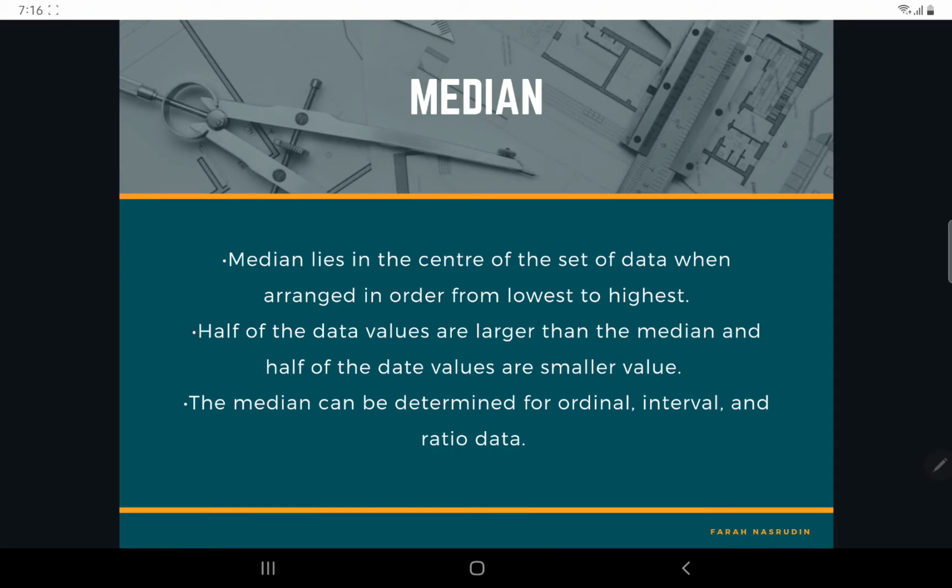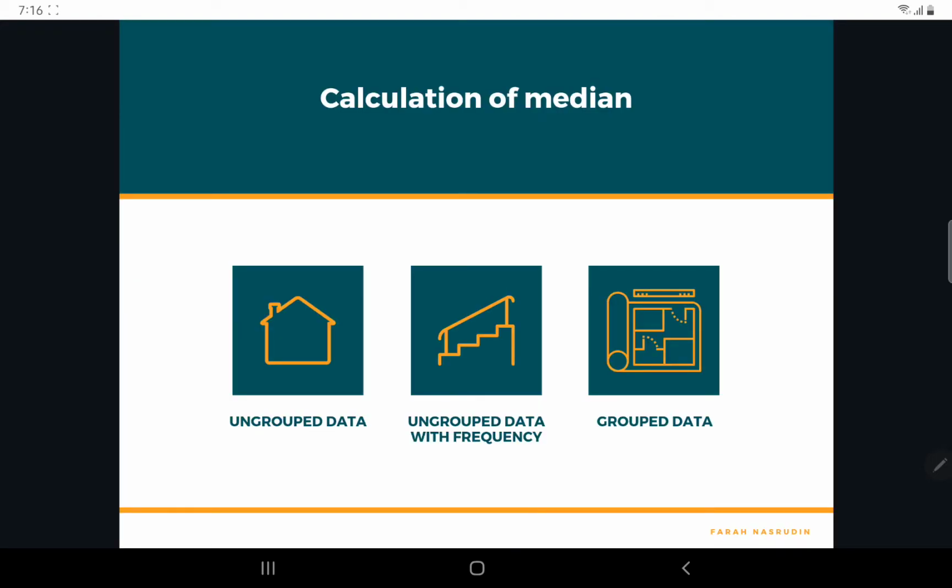So to determine the median, we arrange the data in ascending or descending order. We need to arrange the data in order, no matter whether it is ascending or descending, and then we select the center value of the data as the median. It's very simple. Same as with the calculation of the mean, we also use different formulas for the calculation of the median for ungrouped data with frequency, and grouped data.